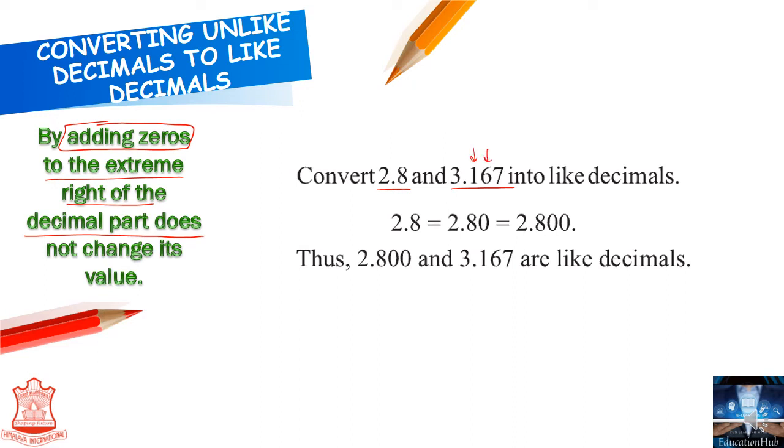3.167. We have 3 places after the decimal, right? So here we have 1 place after the decimal. So what are we going to do? We are going to add first 1 zero. So it will make 2 places after the decimal, and we are going to add another 0. So this will make 1, 2, 3 places after the decimal, and we have 3 places here after the decimal and here also. So these are now converted to like decimals. What we have to do is just make the number of places after the decimal equal.